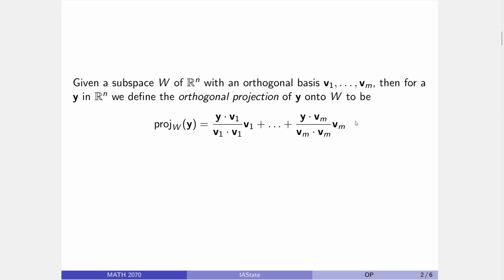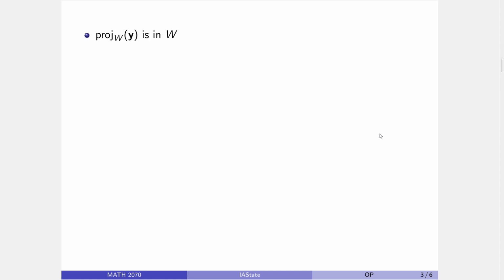Now, note that formula should look a little familiar because, hey, if y was actually in W, this is what y would equal, right? That's what we talked about last time. So that's pretty interesting, and I bet there's some other interesting things going on here, so let's talk about them.